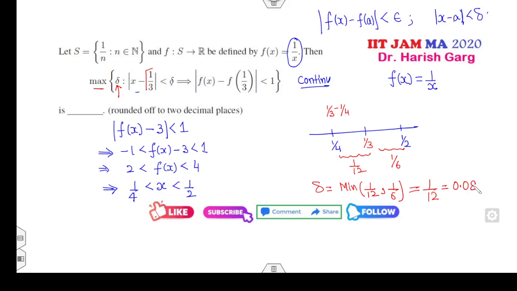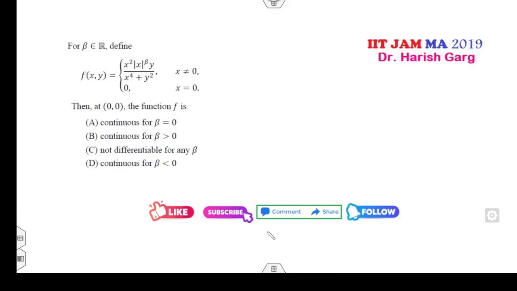12 is the 96. Fine. 3 and so on. So you have to write it in 2 decimal places. 0.08 is the right answer of the problem. Is it fine? Okay, look at this function.